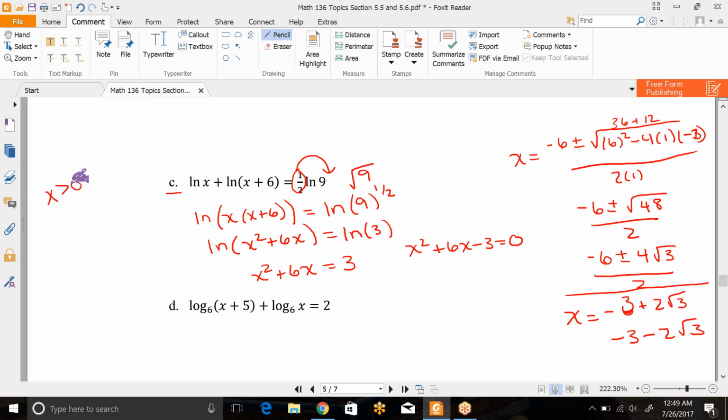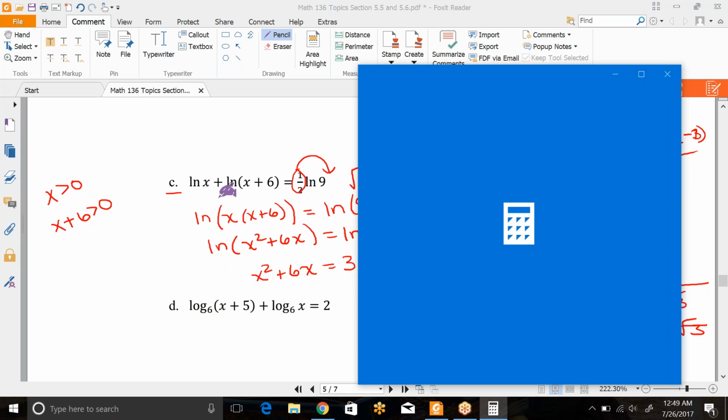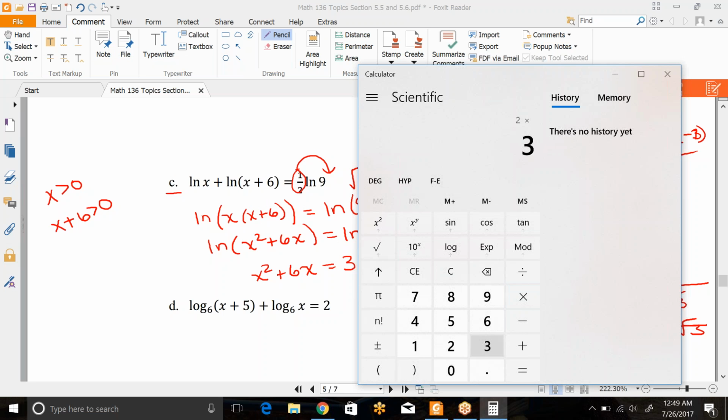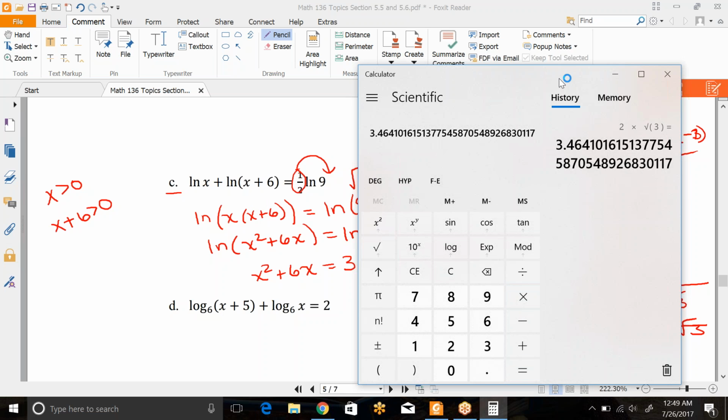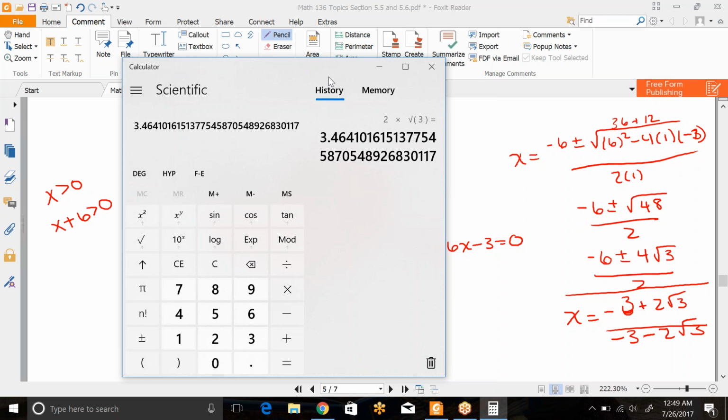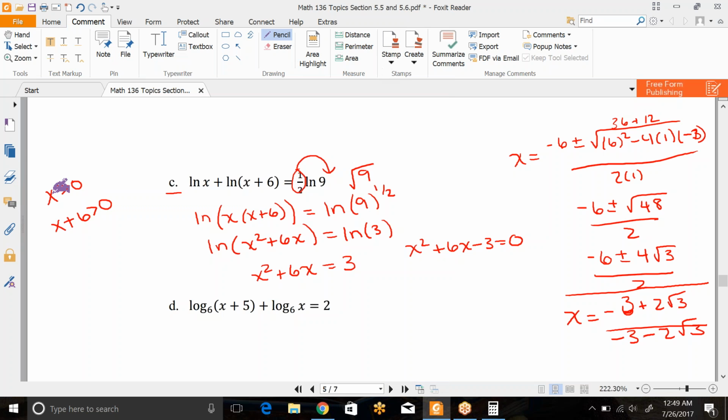You need to check. x needs to be greater than 0 and x plus 6 needs to be greater than 0. This second case down here has to be a no. Those are both negative, so if you plug a negative into that very first spot, it will not be greater than 0. But let's see what is the decimal for negative 3 plus 2 square root of 3. So 2 times the square root of 3 is 3.46 and change. And then we have to subtract 3 from that, just kind of working backwards. So that's 0.46. So 0.46 is definitely greater than 0, and 0.46 plus 6 is greater than 0. So the only solution to this one is x equals negative 3 plus 2 square root of 3.